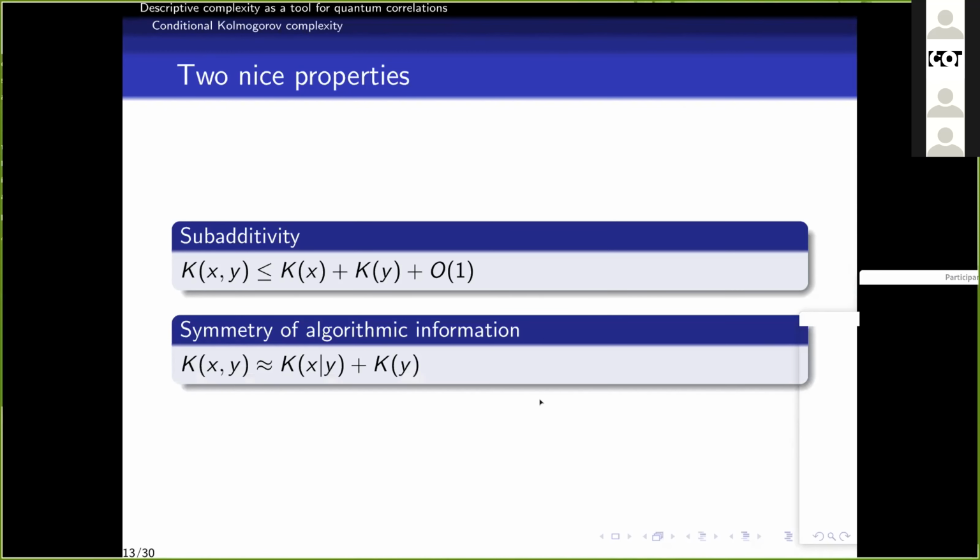And the other result that we will use is the symmetry of algorithmic information, which is that the complexity of xy is almost equal, up to logarithmic terms, to the complexity of x given y plus the complexity of y. This means that basically, in order to reproduce x and y, you need the information to reproduce y plus the information to reproduce x knowing y. So these two properties are quite intuitive. They are quite useful as well.